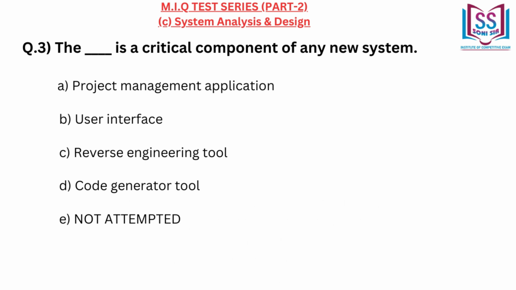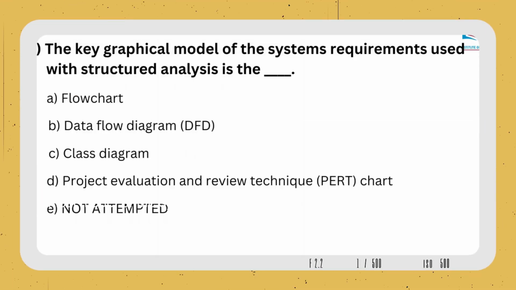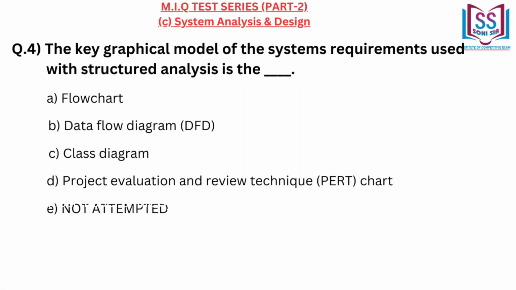The dash is a critical component of any new system. A. Project management application. B. User interface. C. Reverse engineering tool. D. Code generator tool. The key graphical model of the system's requirements used with structured analysis is the dash. A. Flowchart. B. Data flow diagram, DFD. C. Class diagram. D. Project evaluation and review technique, PERT, chart.